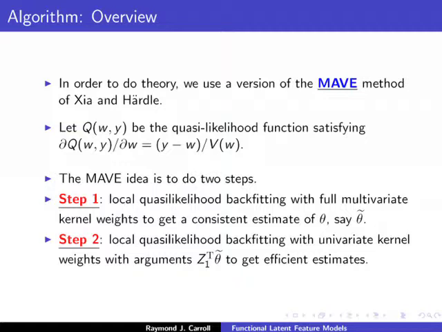You first try and get an initial estimate of theta, and it's Z1 transpose theta that is the argument to the non-parametric function. So if I knew theta, this would be a trivial thing to fit. So what I want to do is get this single index into one dimension. So I get an initial estimate of theta, and then I do local quasi-likelihood from there. And they're both local quasi-likelihoods, but the initial stage in the MAVE procedure is a full multivariate kernel weights followed by a univariate kernel weights on the single index.